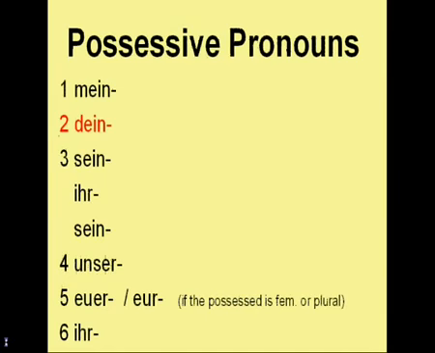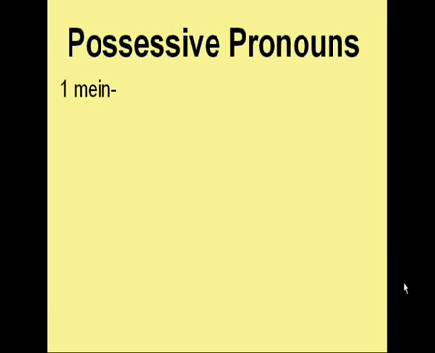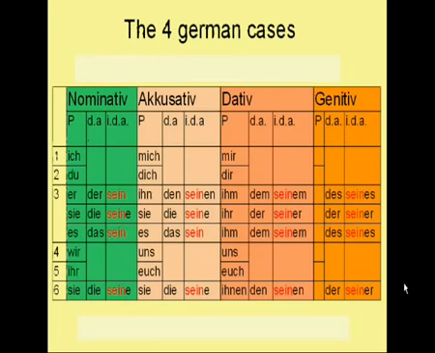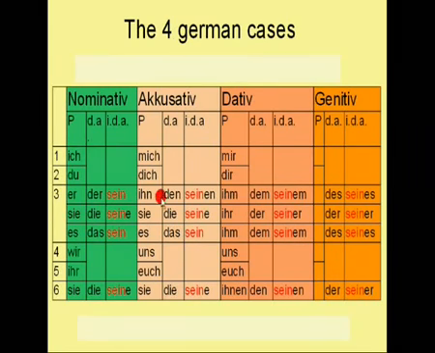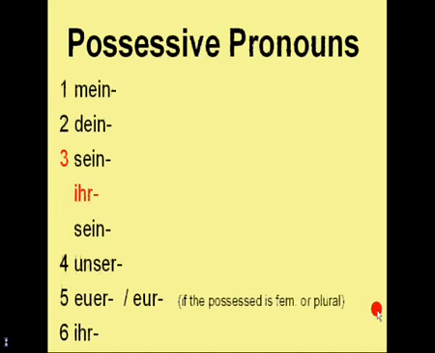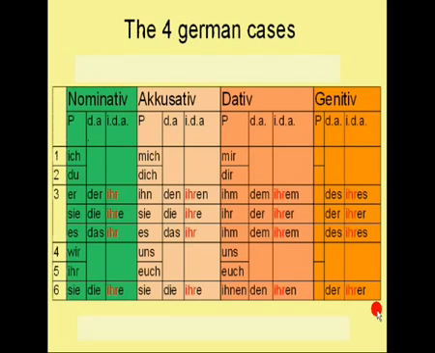If the possessor is in the second person singular, the word stem is dein, and so we replace ein with dein in every case. The possessor is in the third person singular and is masculine, his word stem is sein. So you see again, this is how the possessive pronouns look like for this kind of possessor in every case. If the possessor is in the third person singular and is feminine, then this is how its possessive pronouns look like for every one of the 4 cases. We just replace that word stem ein with ihr again.